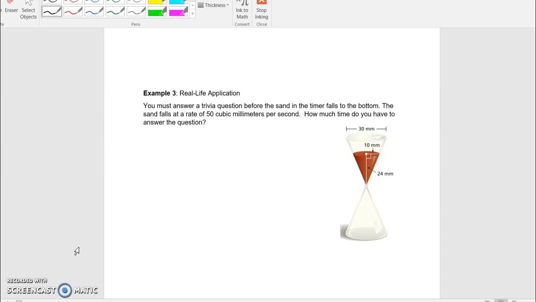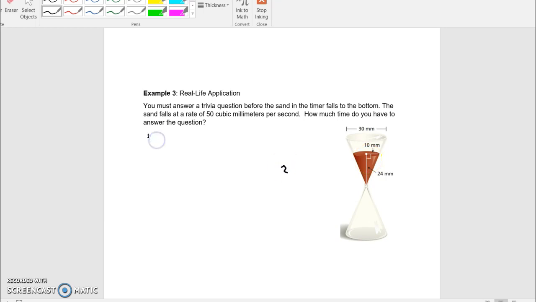All right, our last example is our real life application. You must answer a trivia question before the sand in the timer falls to the bottom. The sand falls at a rate of 50 cubic millimeters per second. How much time do you have to answer the question? So we're going to have to start by figuring out how much sand is in the container.